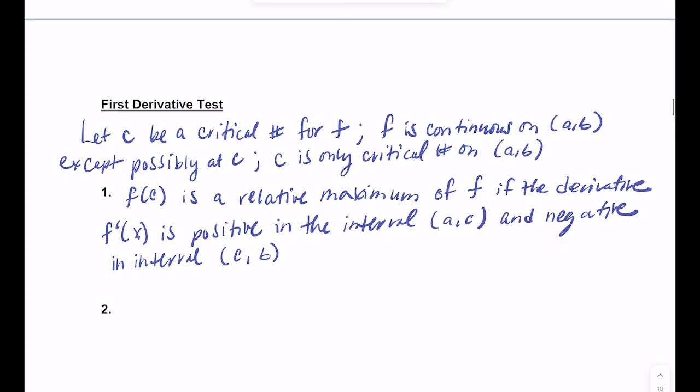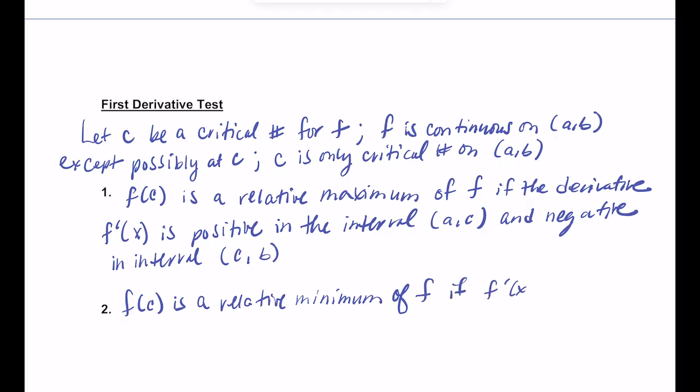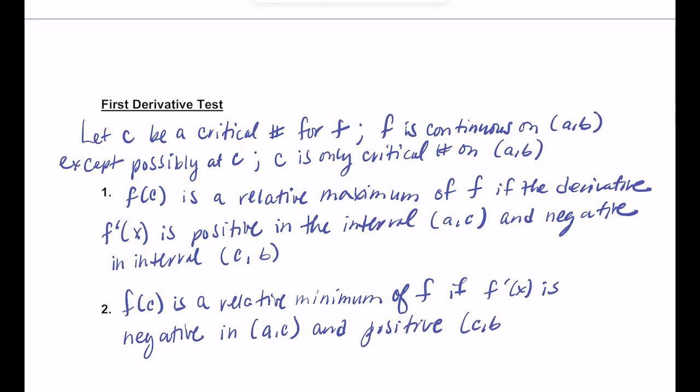Okay, so step number 2, or rule number 2, I should say: f of C is a relative minimum of the function f if f prime of x is negative in the interval AC and positive in the interval CB.